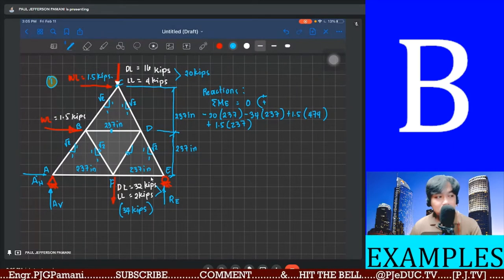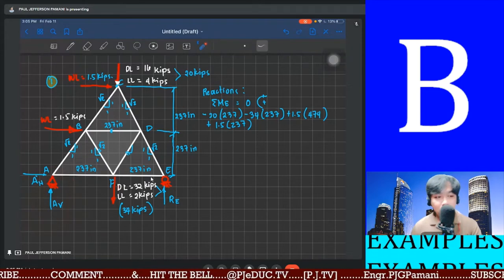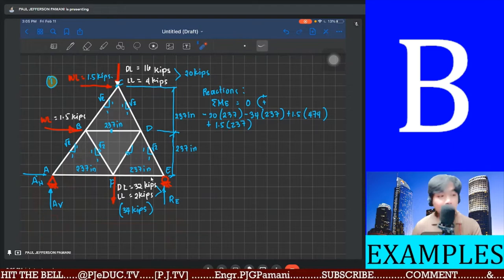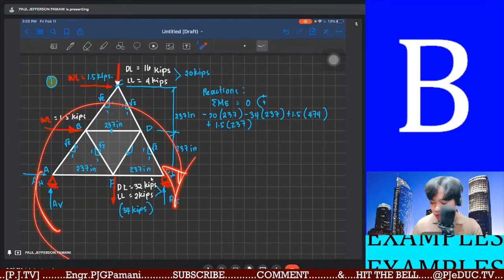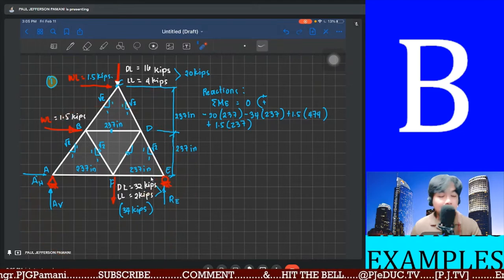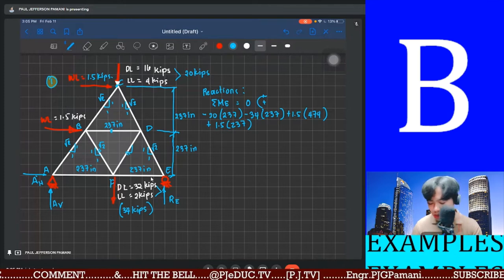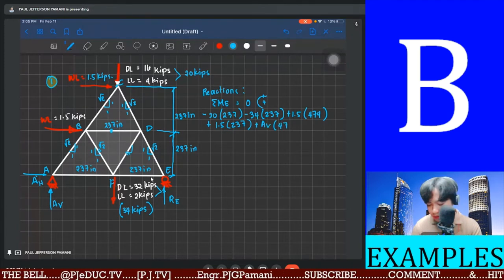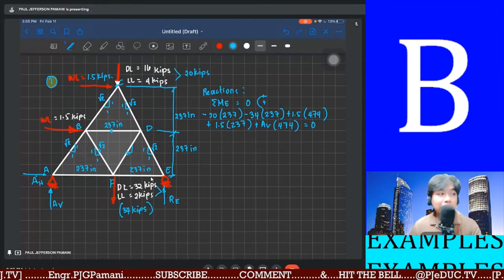That is your vertical AV, which has a total distance of 237 times 2. Moving clockwise or counterclockwise towards point E? Clockwise. So, moving clockwise plus AV total distance 474. Equal now to 0 to put the system in equilibrium.